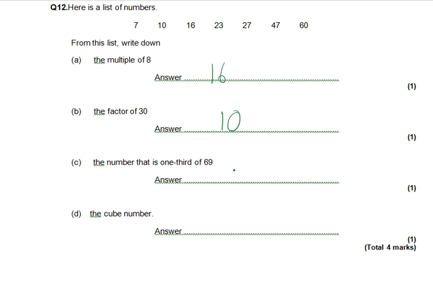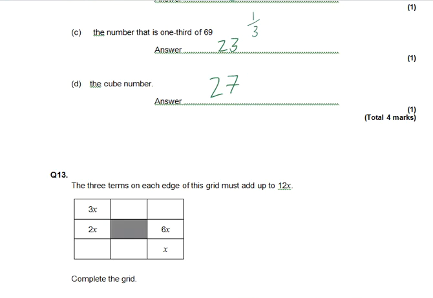Next, a number that is 1/3 of 69. Remember that 1/3 basically means divide by the bottom, multiply by the top. So 6 into 3 goes 2, so we end up getting 23. And then finally a cube number. Cube numbers we just need to know: 1 cubed is 1, 2 cubed is 8, 3 cubed is 27. So that's our answers from these ones. Question 30.